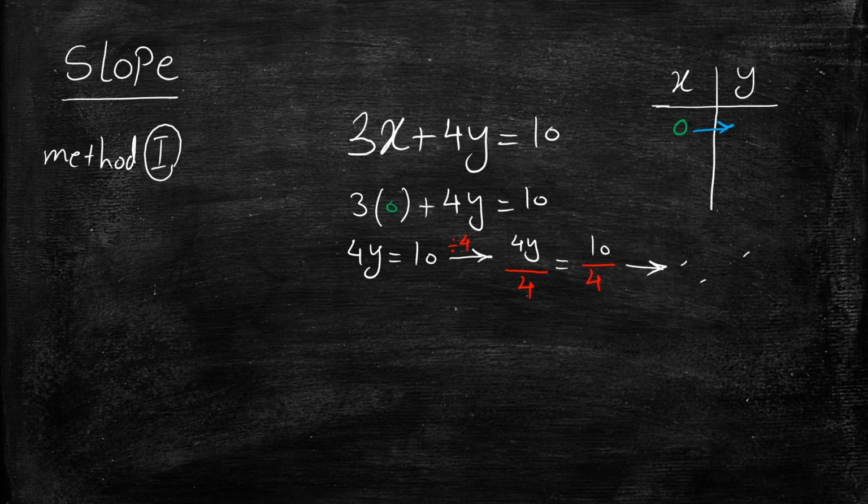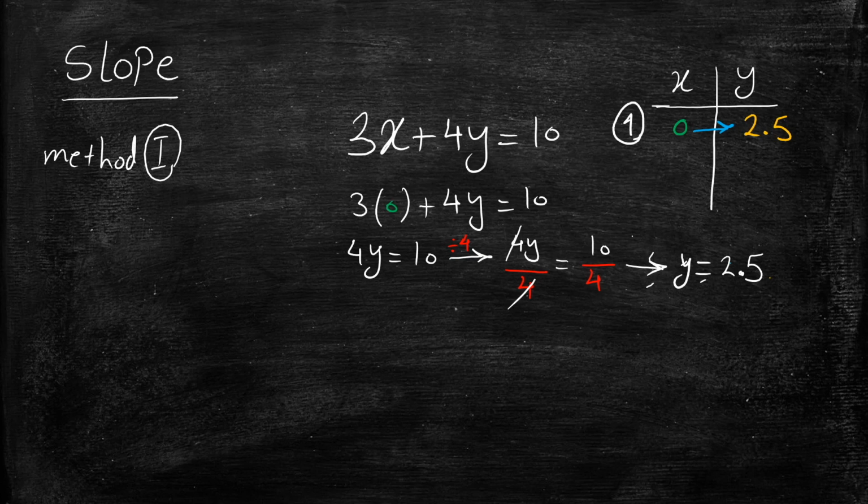Now this 4 cancels with this 4. So y equals 10 divided by 4. That's 5 divided by 2, and then 2.5. You can double check that with your calculators. So when x is 0, y is 2.5. That's 1 point from this equation, right? Let's call it point number 1.